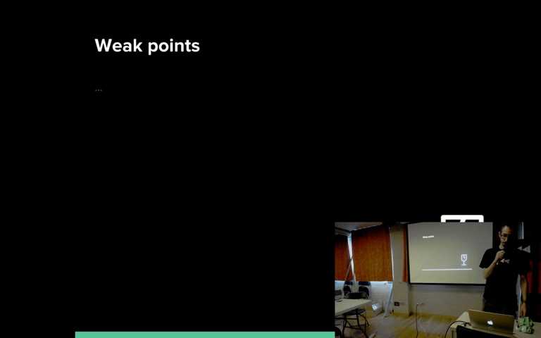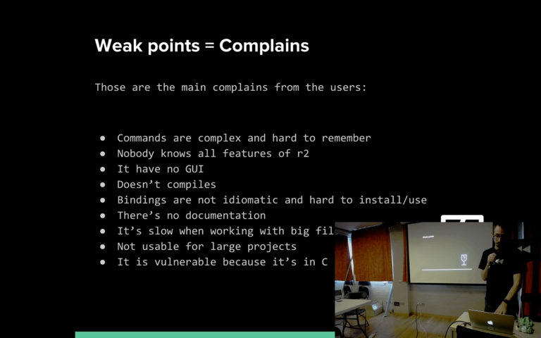So, which are the weak points? The weak points are usually the complaints. The complaints are what the users complain about when they are using the software. And those are the main complaints from the community.